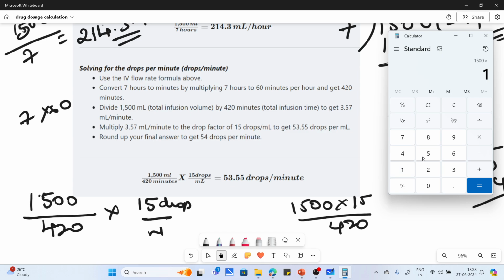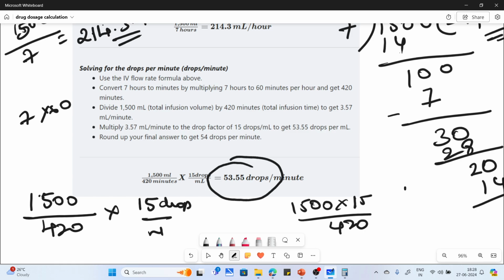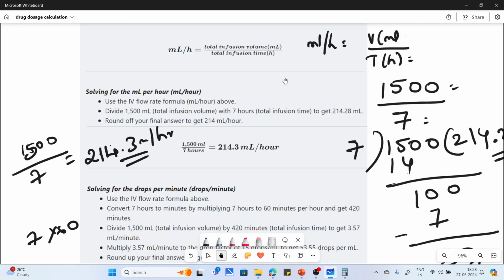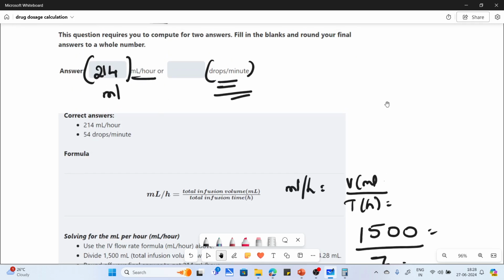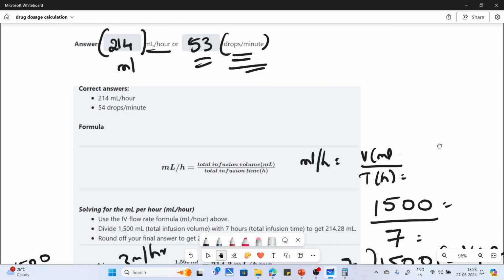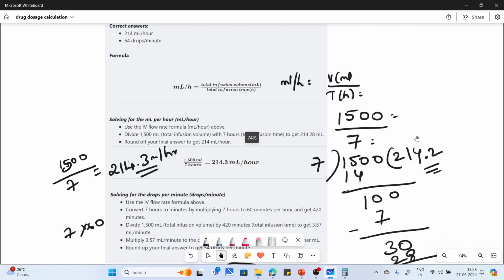1500 into 15 is equal to 22,500, which we will divide with 420. So how much are we going to get? We are going to get 53 drops per minute. So once we convert into minutes, we get 53 drops per minute. Clear, ma? Okay. So understood now? Okay, next we will go with another question.